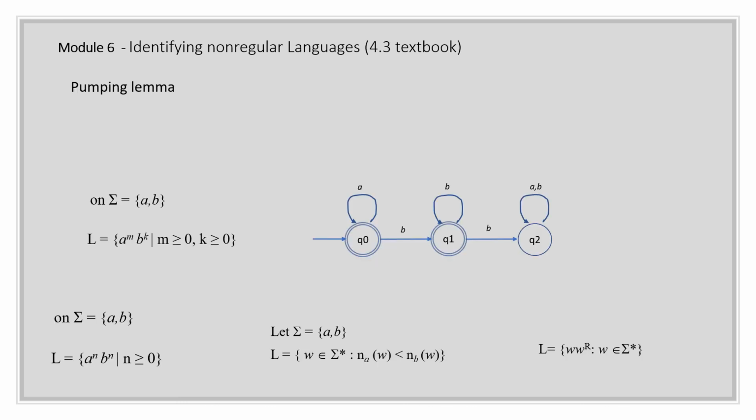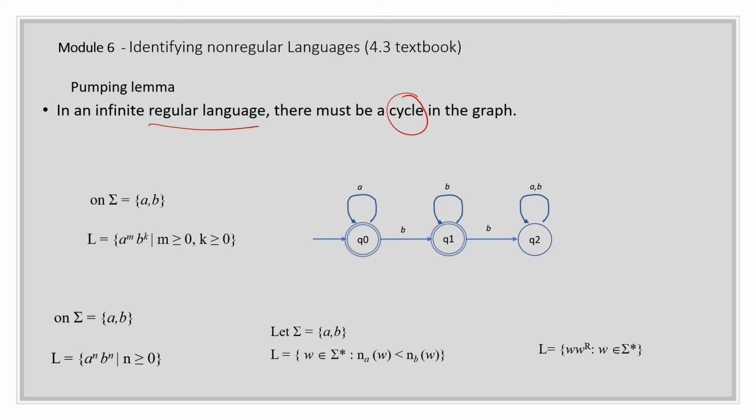So just to review, this is a regular language. For an infinite regular language, you must have a cycle in your graph. So if you have a regular language, there's going to be a cycle, and that cycle can be pumped. When you pump that cycle, you will produce strings that are part of that language. And then we did 3 examples that are not regular languages because you can find strings that can be pumped and therefore they do not produce strings that are part of the language.